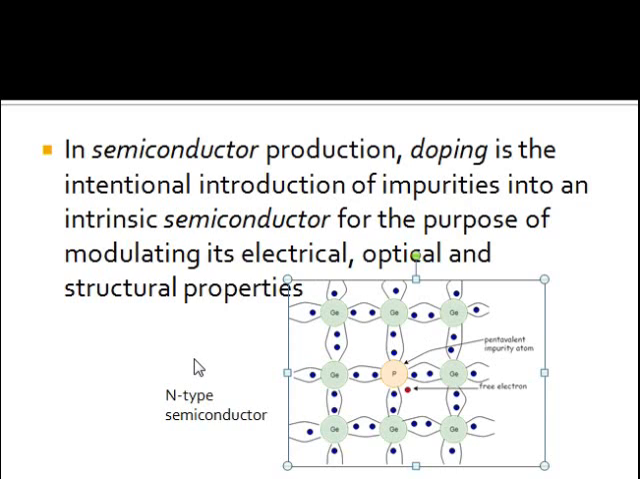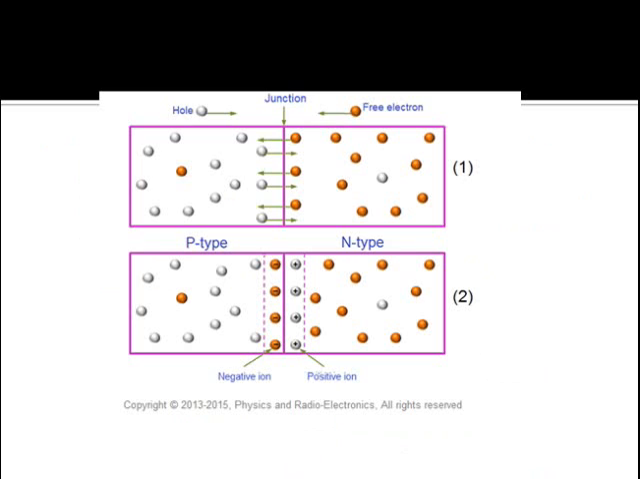So what we have observed is, for an n-type semiconductor there will be one extra electron, and for a p-type semiconductor there will be one extra hole. The p-type semiconductor has holes, you can see here this is a hole, and the n-type semiconductor has electrons.